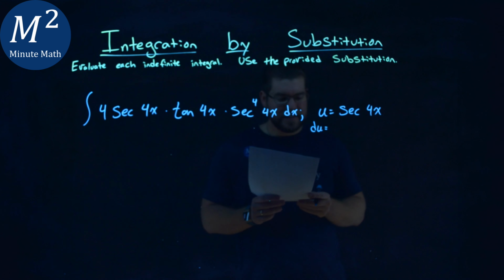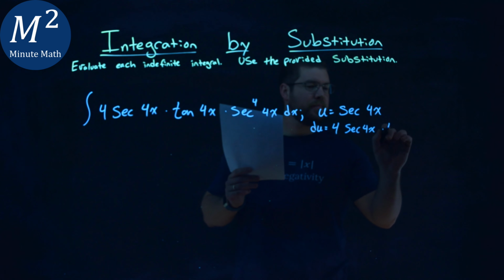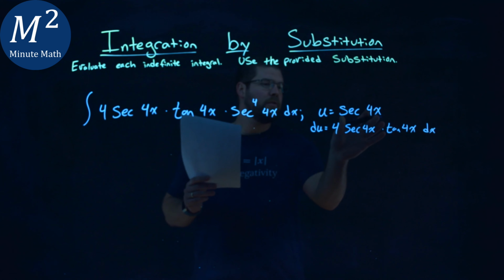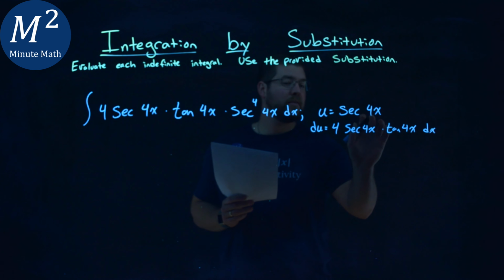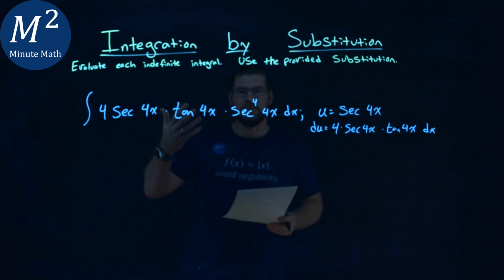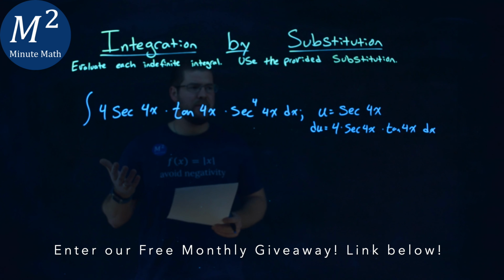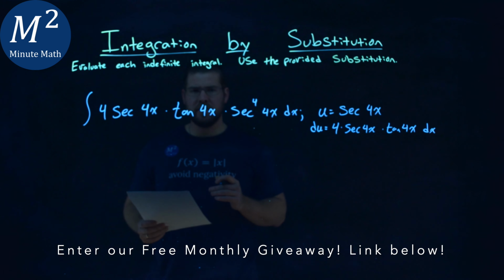Well, the derivative of secant of 4x is 4 secant of 4x times tangent of 4x dx. So if we're using our rules, secant of 4x has a secant of 4x times tangent of 4x times the derivative inside of which is just the 4, and then the dx there. So now I want to see if I can rewrite this in terms of u and du. And at first it does look pretty complicated, but now that we found the derivative, it actually lines up pretty easily.